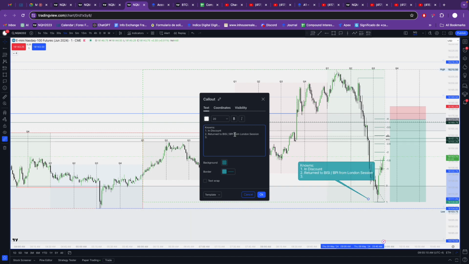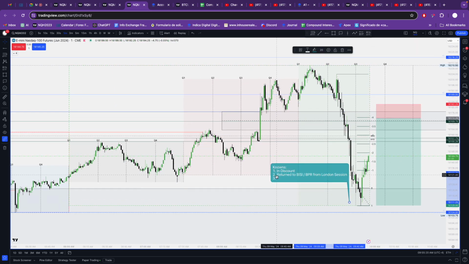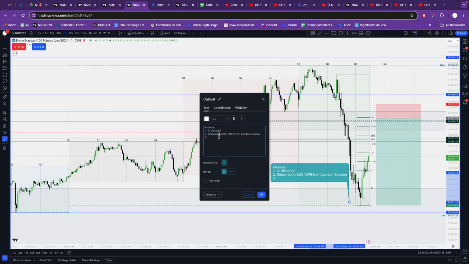Balance price range. You know I can't spell. We have this 1 minute change of state of delivery projection in confluence with premium, whatever, premium inverse fair value gap, right?